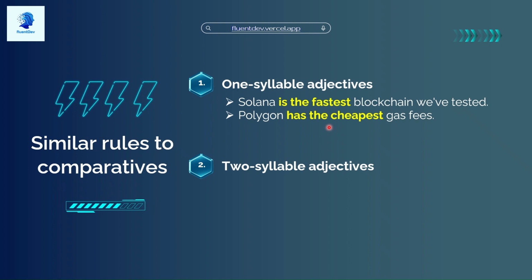Polygon has the cheapest gas fees. Bitcoin is the slowest among these networks. Once again, cheap, fast, and slow have one syllable, so we just add est to the end. And when we add est, we need to add the in front because it's only one. Of all the items in the group that we're comparing, only one is the cheapest, and that is Polygon here in our example.